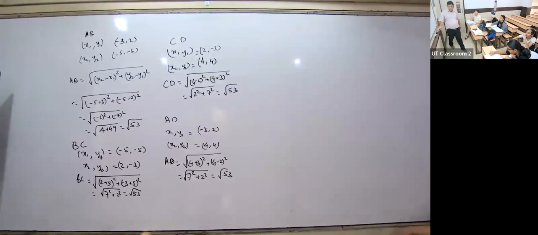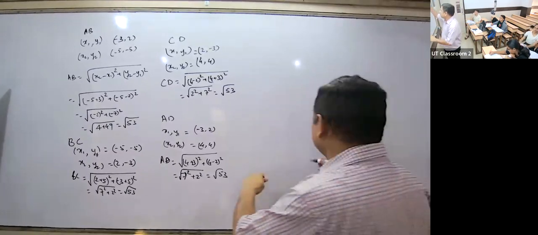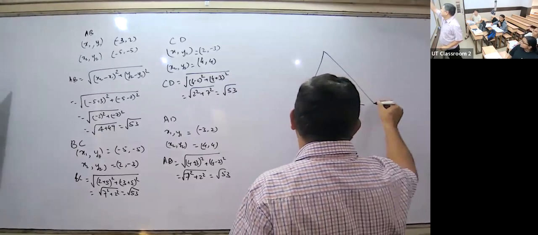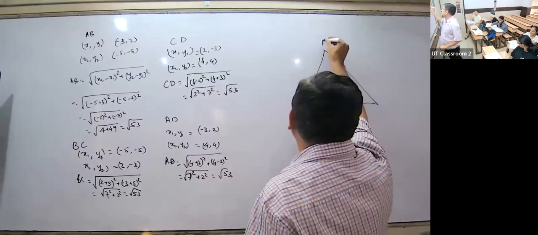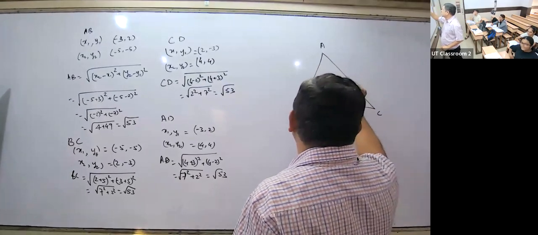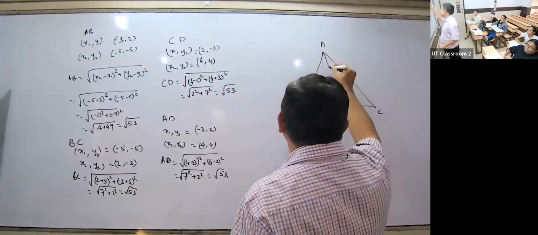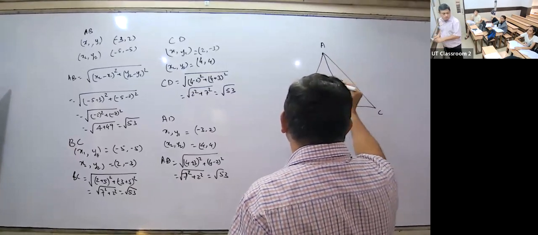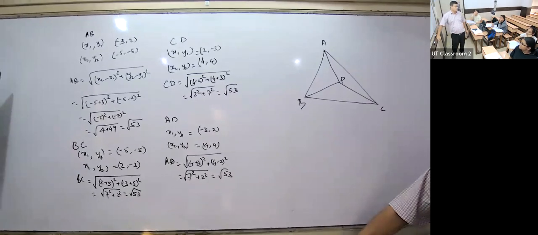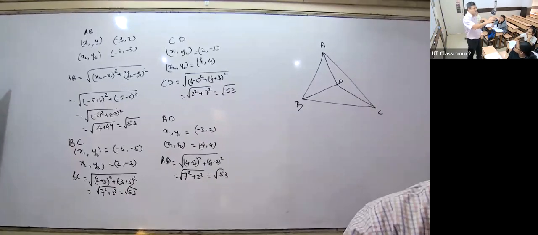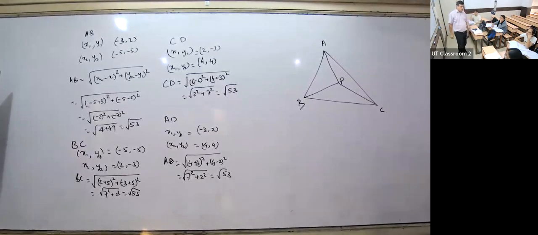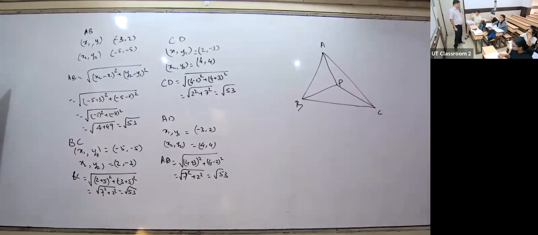Okay, suppose I draw a triangle over here, ABC. If P is the circumcenter, what lengths will be equal? AP will be equal to BP will be equal to CP. That is the condition, and that length is called the circumradius. So write what is the circumcenter of the triangle.